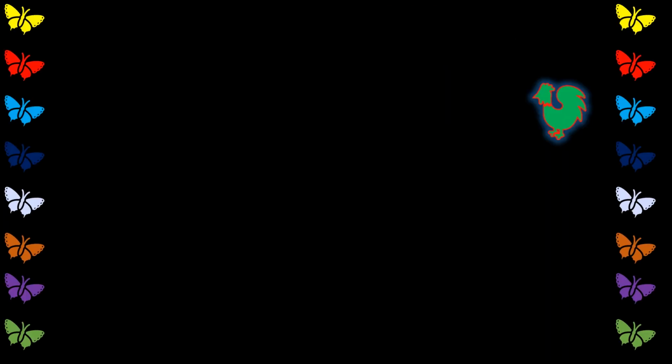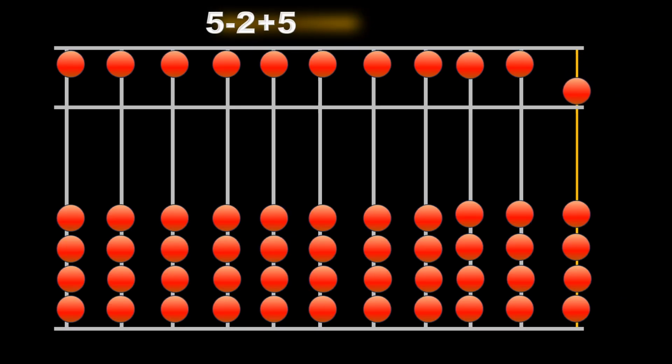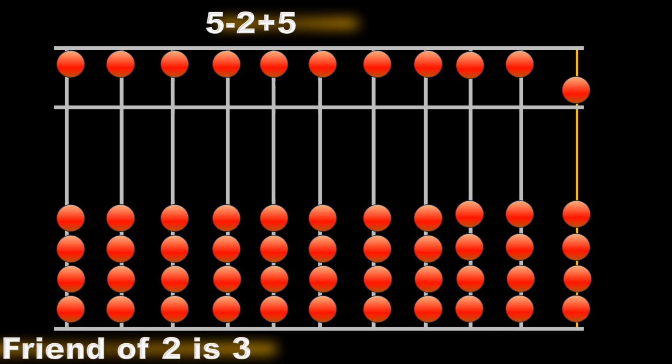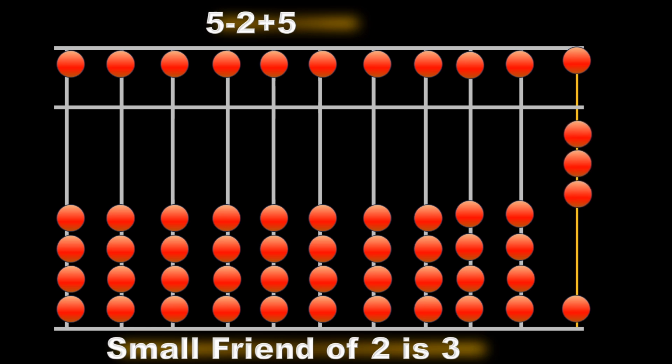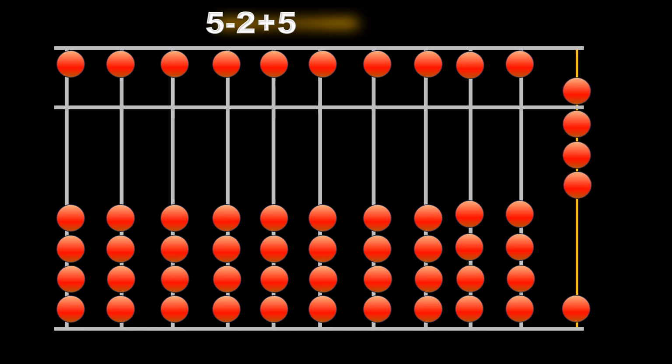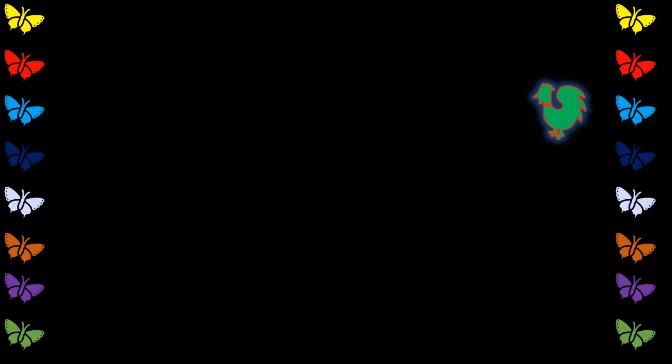The next question is 5 minus 2 plus 5. So first add 5. We have to subtract 2, the second digit. So small friend of 2 is 3. So we need to subtract 5 and add the 3. Now the third digit is add 5. So added 5. The answer becomes 8.